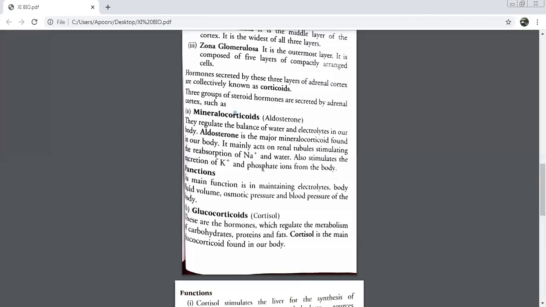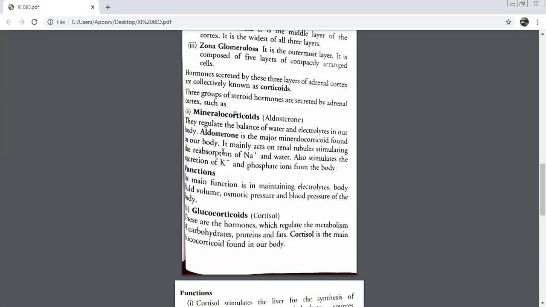So this mineralocorticoid will mainly help in reabsorption of sodium in the kidneys, and it will also stimulate the excretion of potassium and phosphate ions from the body. So if you see, three minerals are discussed in this: sodium, potassium, phosphate. Maintaining the balance of these three minerals via corticoid is why it is known as a mineralocorticoid. We did not go into so much detail. Just remember mineralocorticoid, aldosterone. The main function is to control the balance of minerals in water.